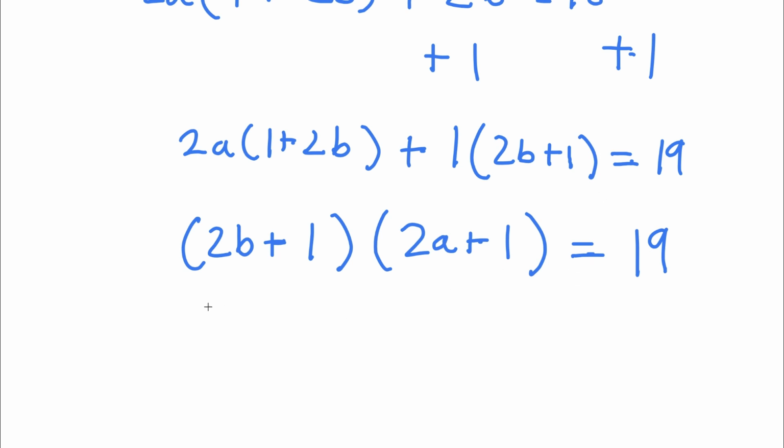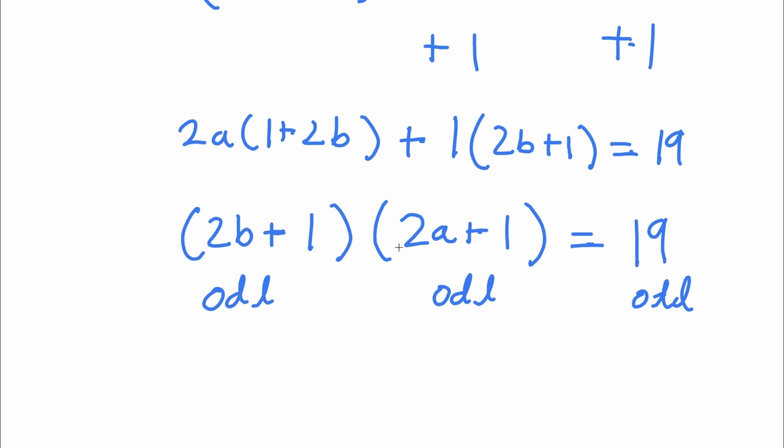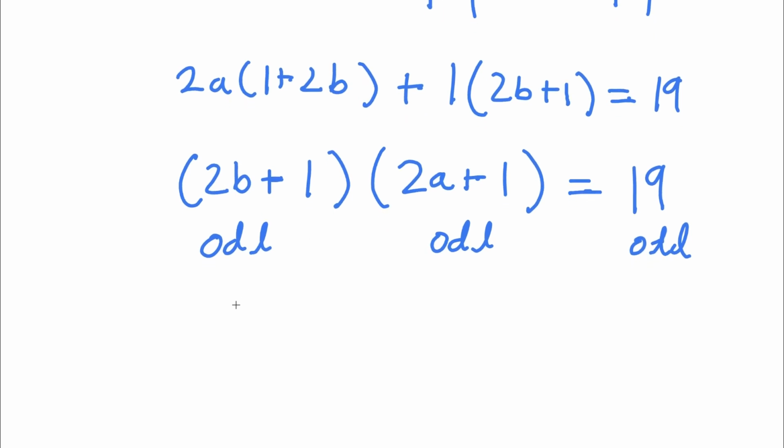Now, notice how both of these are going to be odd. And 19 is also odd as well. Because 2 times any number is going to be an even number, and an even number plus 1 is an odd number. So both of these are going to be odd, and 19 is already odd. So I'm going to think of 2b plus 1 as 1 and 2a plus 1 as 19, because 1 times 19 is equal to 19, and these two are actually the only factors of 19, and they're both odd.